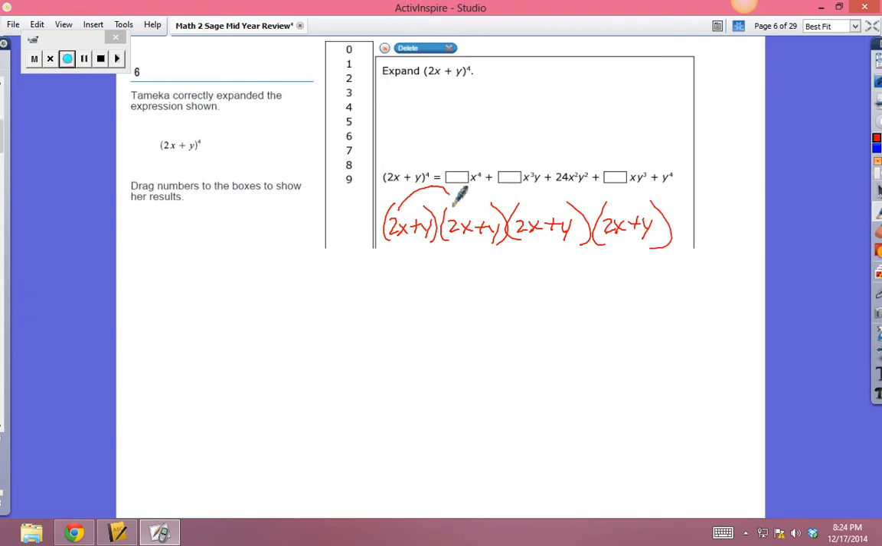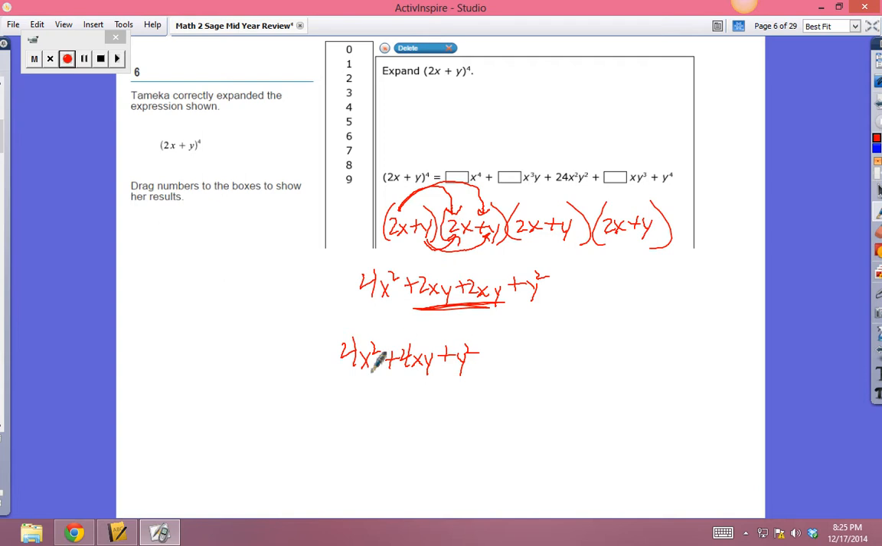So you need to distribute, and that's going to give you 4x squared. 2x times y is going to be 2xy. Y times 2x is going to be 2xy. Y times y is going to be y squared. And add your like terms. These are your like terms. So you're going to have 4x squared plus 4xy plus y squared. Okay, now that is the product of two of them.